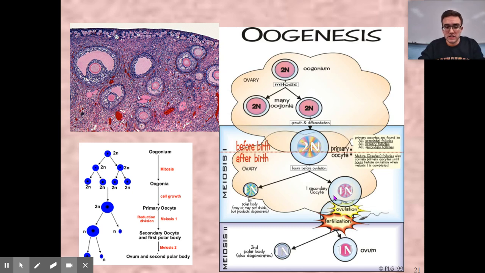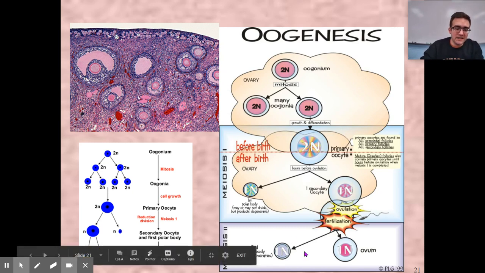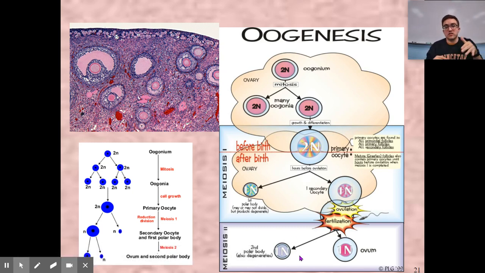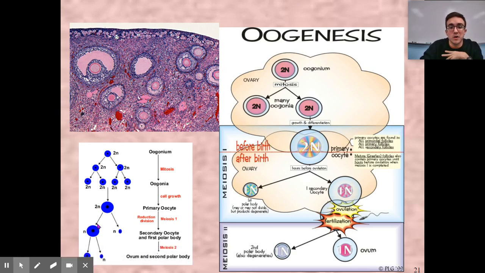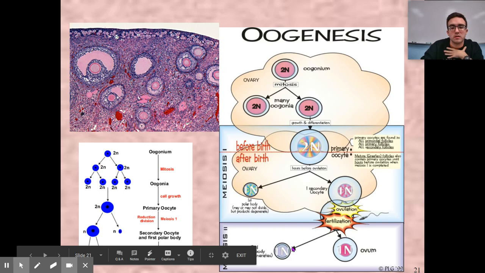Then ovulation occurs, and if fertilization occurs, we get a second polar body, which is again just the nucleus, just the extra chromosomes that are not needed getting kicked out, and we get our main zygote. So in this process, females really only produce one egg cell and two polar bodies. The ones that get left over, we just call polar bodies.